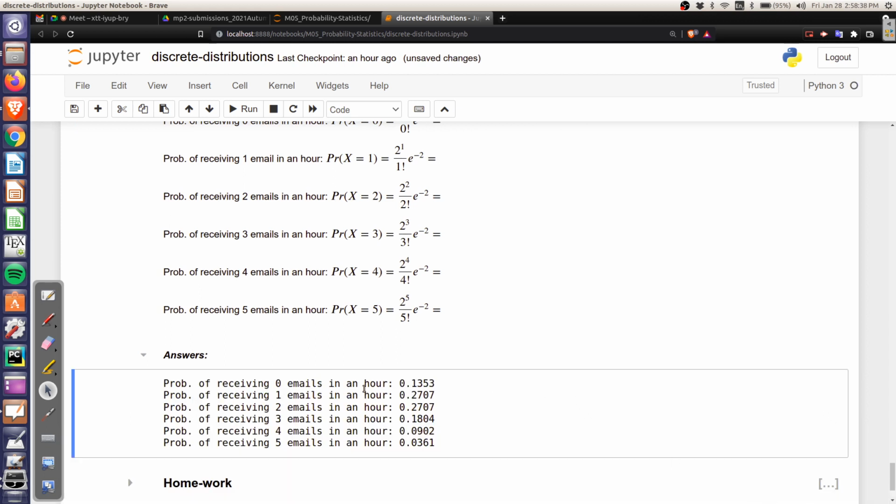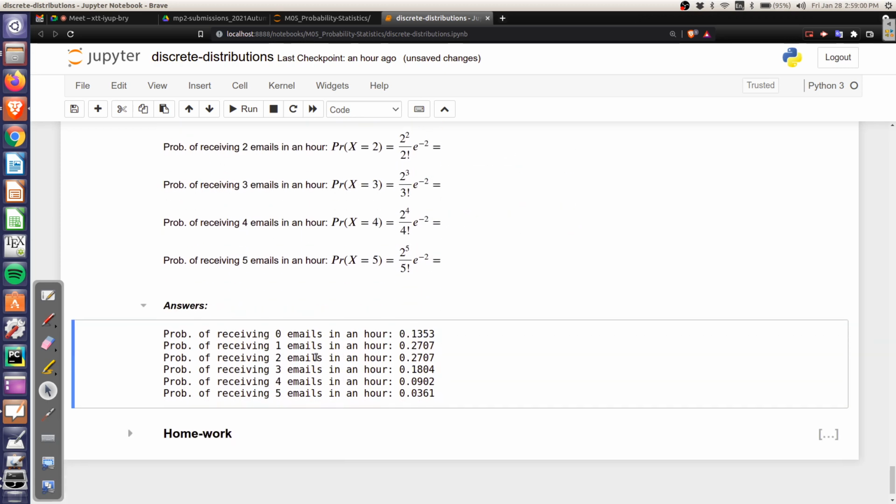So probability of receiving 0 emails in 1 hour is 0.1353. The probability of receiving 1 email in an hour is 0.2707. Probability of receiving 2 emails is 0.2707. Probability of receiving 3 emails is 0.1804, and you can see it is decreasing. Why? Because the average is 2 emails per hour, so 1 email or 2 emails is going to give us the maximum probability, and that's why we get this. Is this clear? Is this understood?